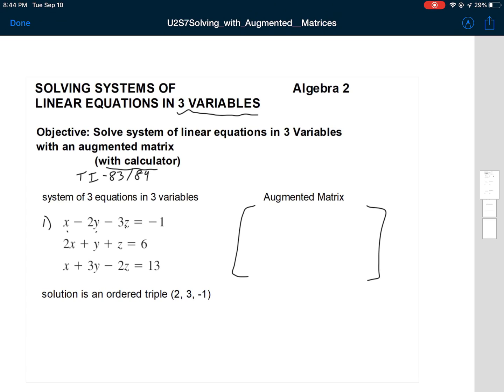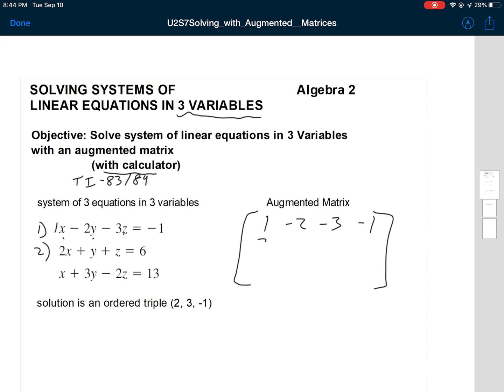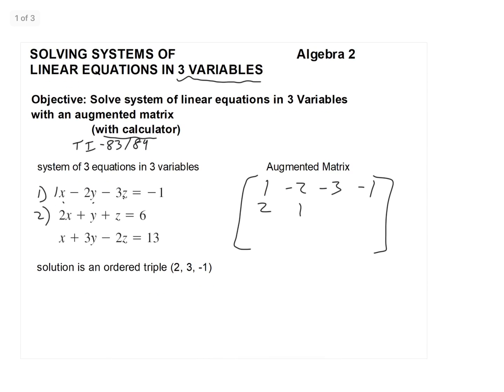So let's say this is equation number 1. I'm going to grab the coefficients: the number in front of x, the number in front of y, the number in front of z, and then the solution, or what it's equal to. I'll do the same thing for the others: 2, 1, 1, and 6; 1, 3, -2, and 13.